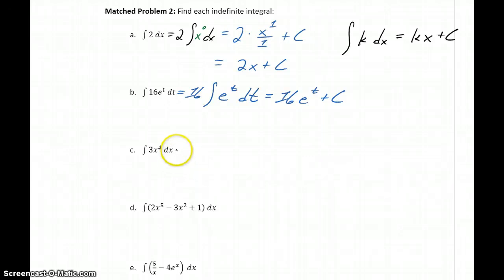In part C, we're going to have a similar problem. This time though, instead of bringing that 3 out front, I'm just going to integrate this directly. I'm going to skip that intermediate step. So this will be 3 times x to the 5th, since we're increasing that exponent by 1, and dividing by that exact same value, plus some constant c. So multiplying this together to simplify that a little bit, we get 3x to the 5th over 5 plus c.